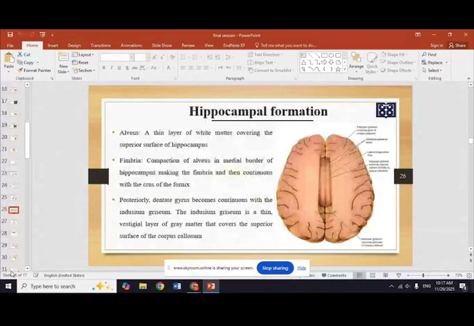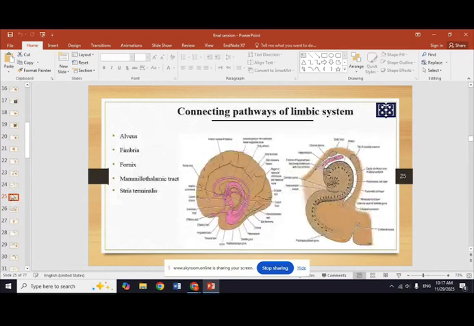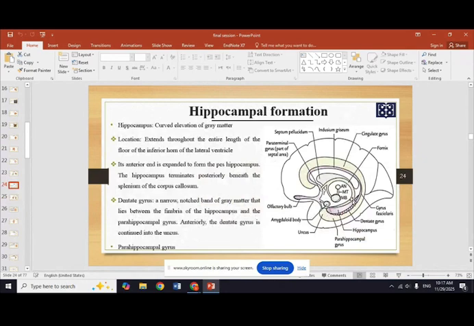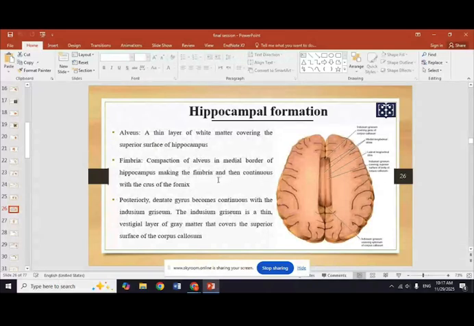The first one, alveus. What is the alveus? This is a thin layer of white matter. So the matter is white, and it is covering the superior surface of the hippocampus. Look at this part. This one is the hippocampus. Imagine that, for example, you have a cell phone and you have a cover on the superior surface of your cell phone. This one is the alveus.